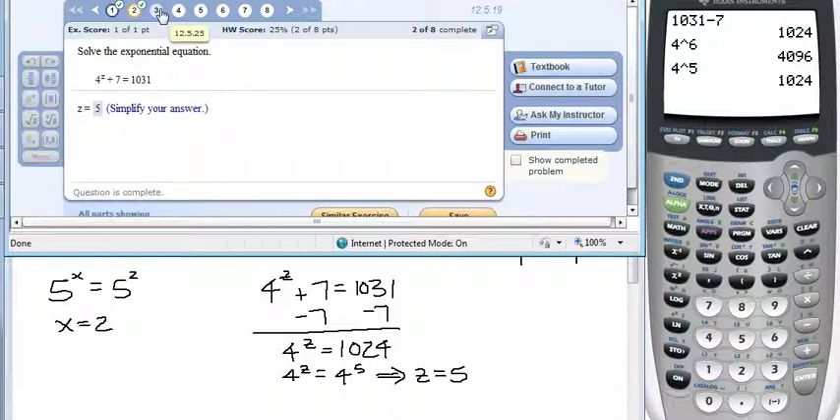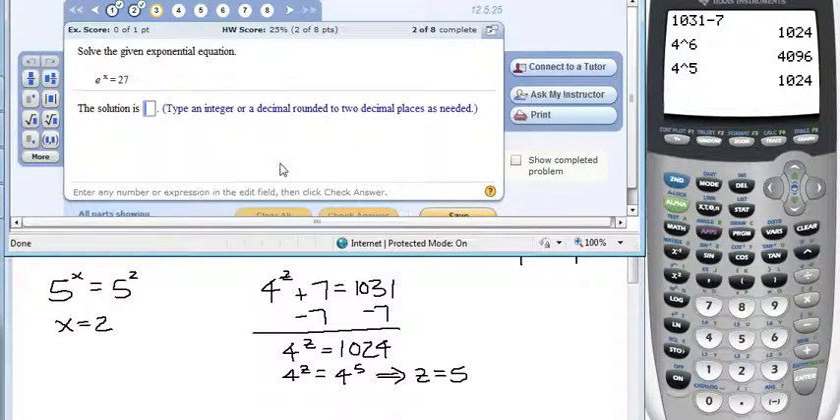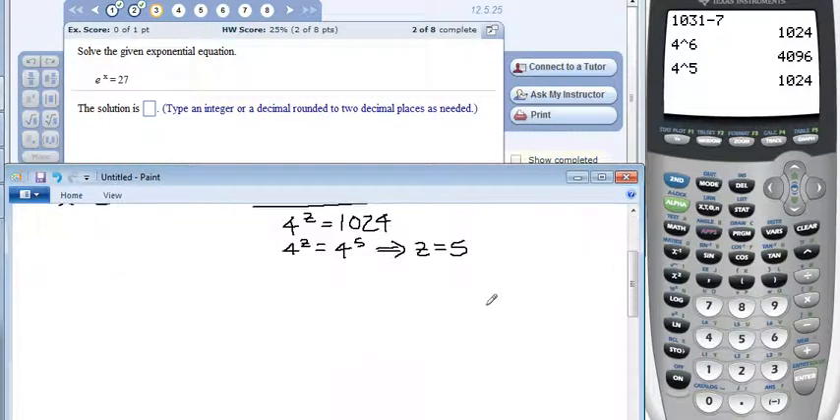Now, do you think they're all going to be like that? Well, nope. I mean, look at this one. e to some power is equal to 27. Well, what's e? e is 2.7, blah, blah, blah. So this is not a nice, easy problem.